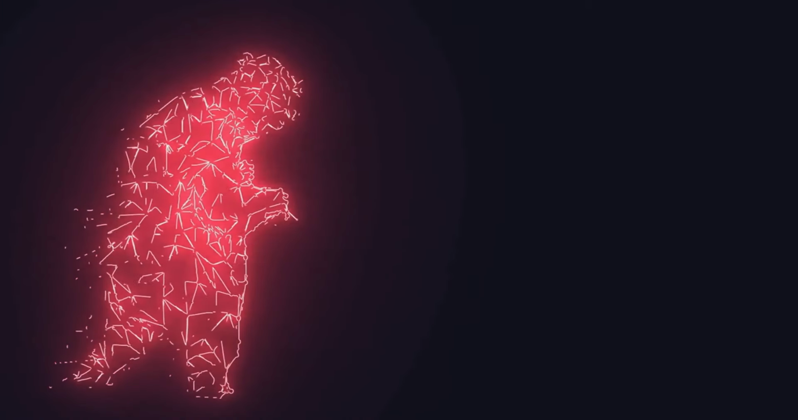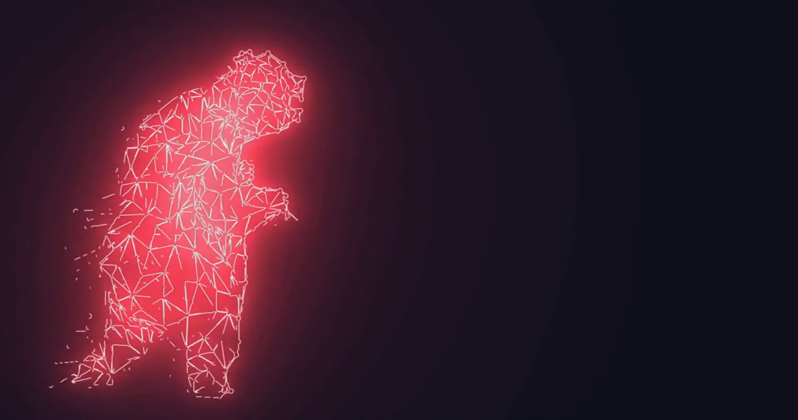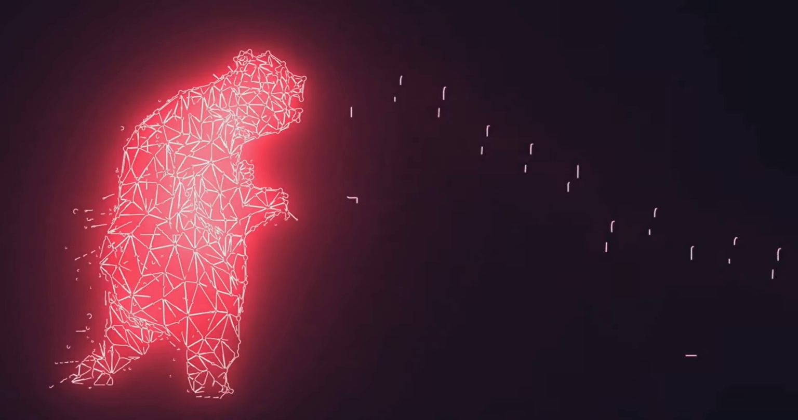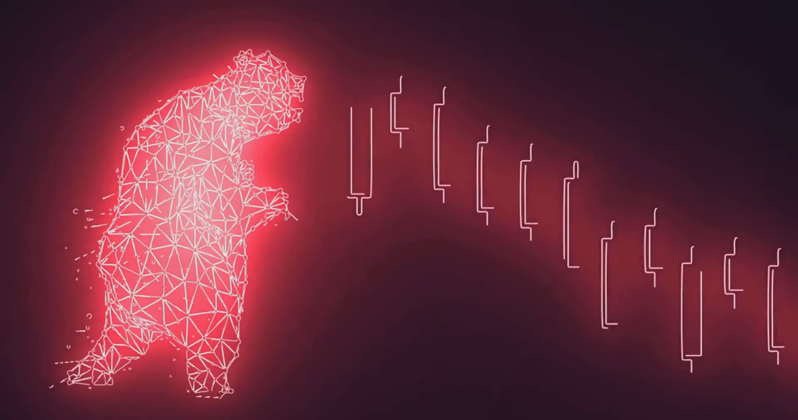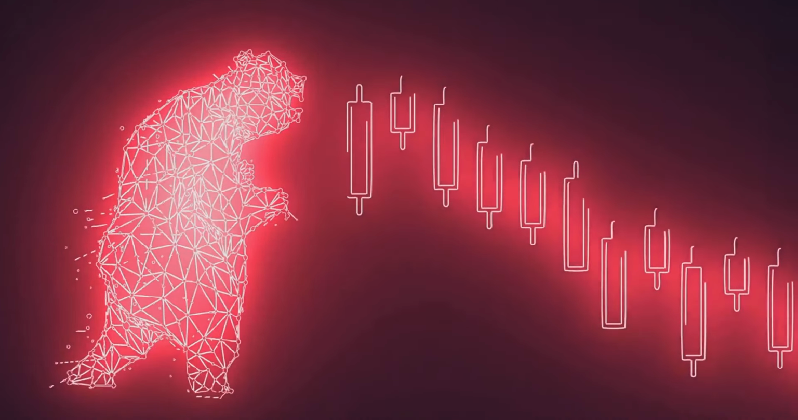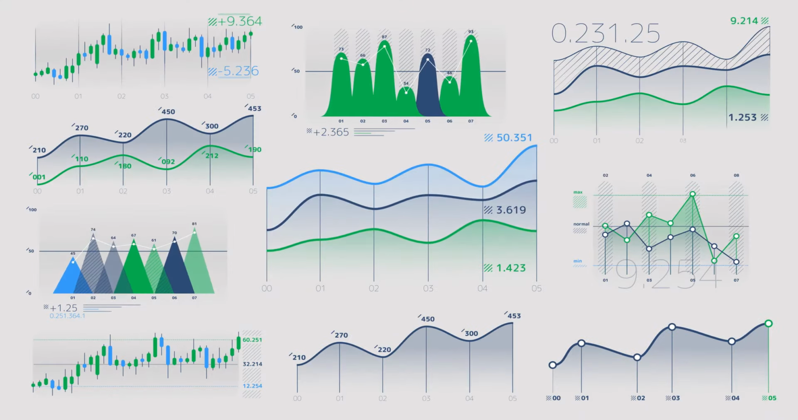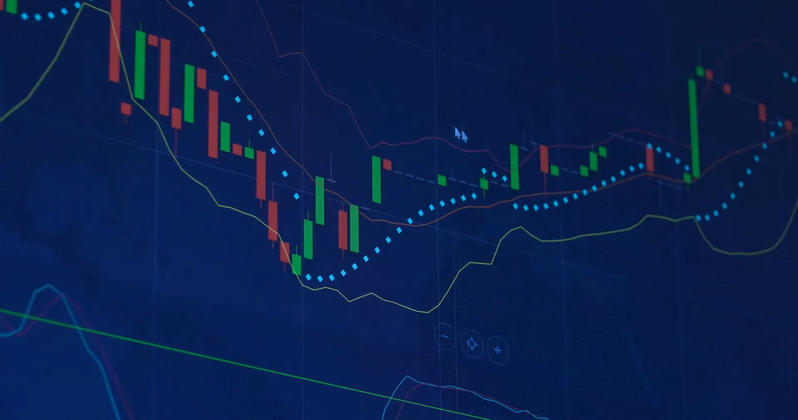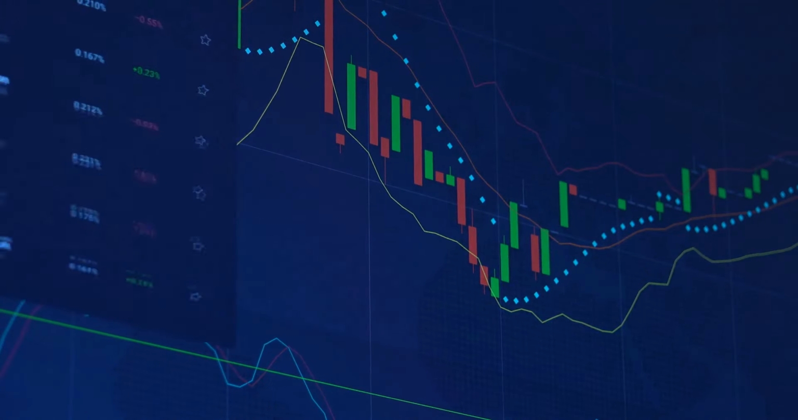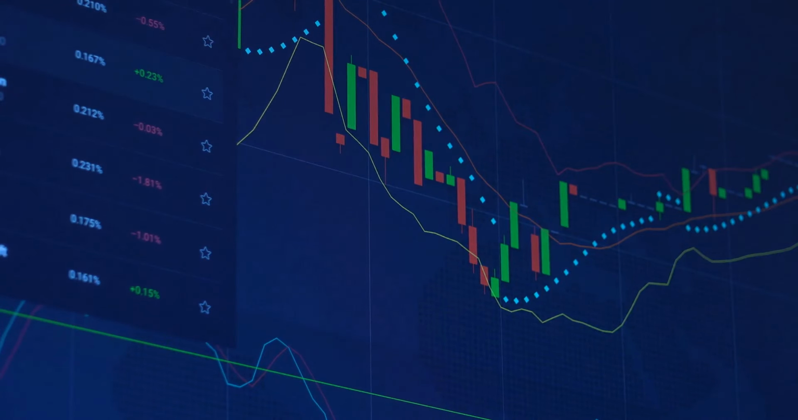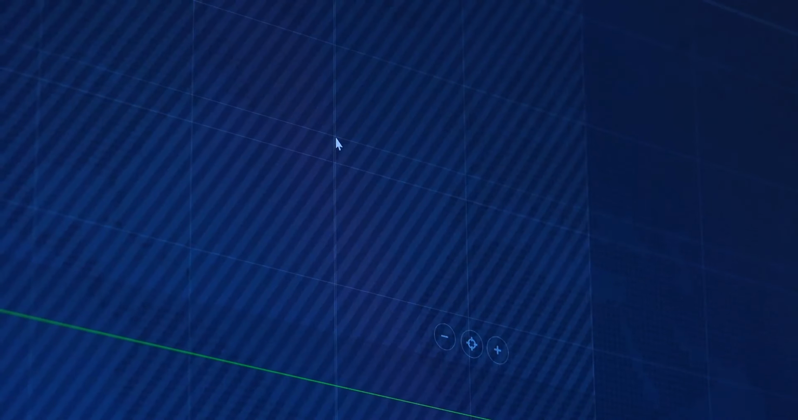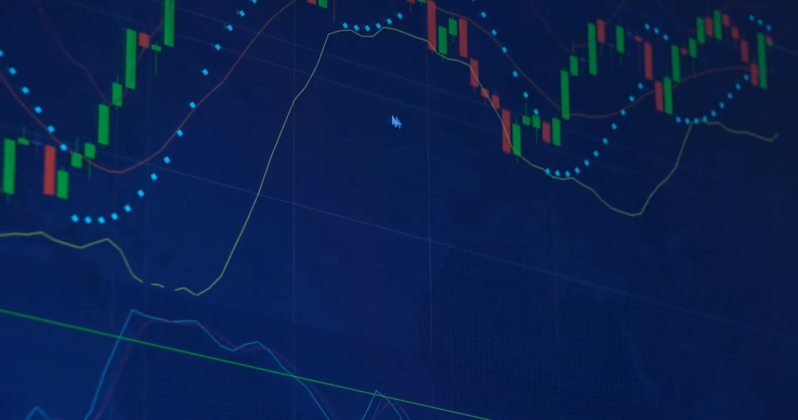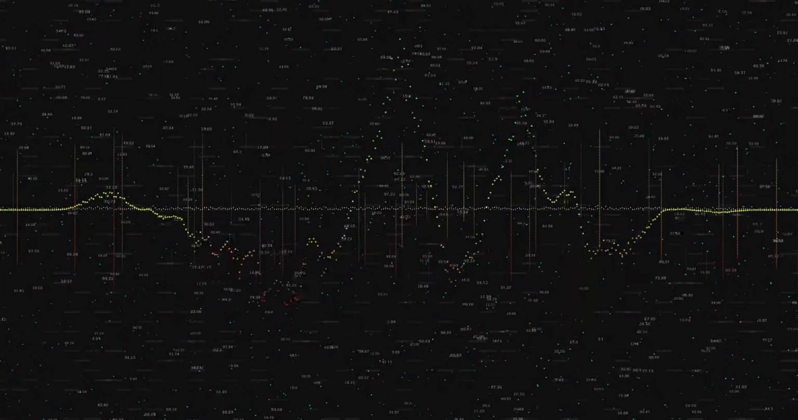For example, a doji is a candle where the opening and closing prices are virtually the same, indicating uncertainty in the market. A hammer is a candle with a small body and a long lower wick, often signaling a potential bullish reversal. An engulfing pattern, on the other hand, consists of a small candle followed by a large candle of the opposite color, indicating a potential reversal in the market trend.